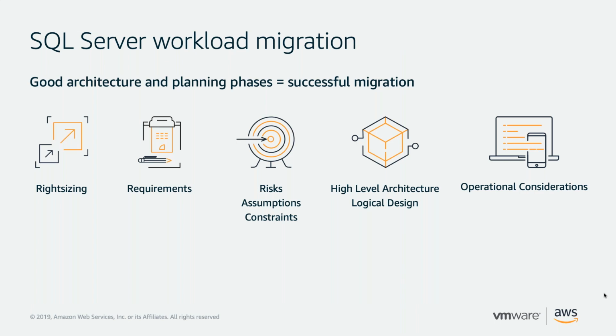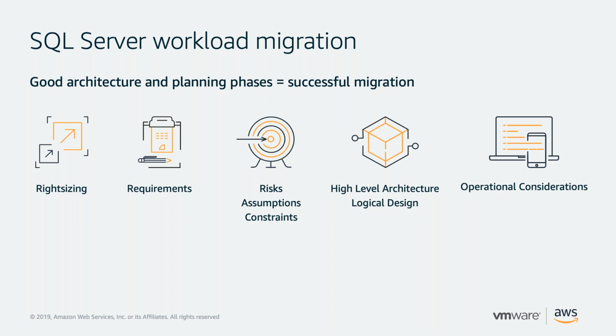So for me, in migrating the application, it's always good to ensure that you have a good architecture and you plan appropriately, and therefore this will lead to a successful migration. Now, the same rules generally apply to deploying the application on-prem as to migrating it to VMware Cloud on AWS. You need to ensure that you right size for the application that you're moving.